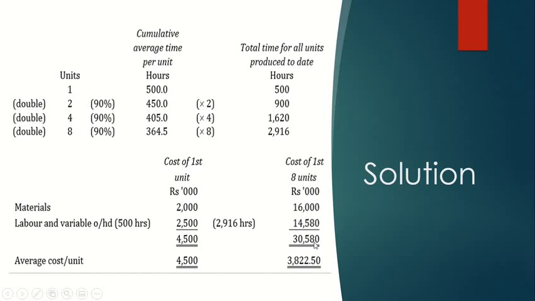So here 4,500 will be the first unit cost, 30,580 will be the 8 units cost. So if we found the average cost, here you can see if we are producing only 1 unit, our average cost will be 4,500. If we are producing 8 units, our average cost will be 3,822.